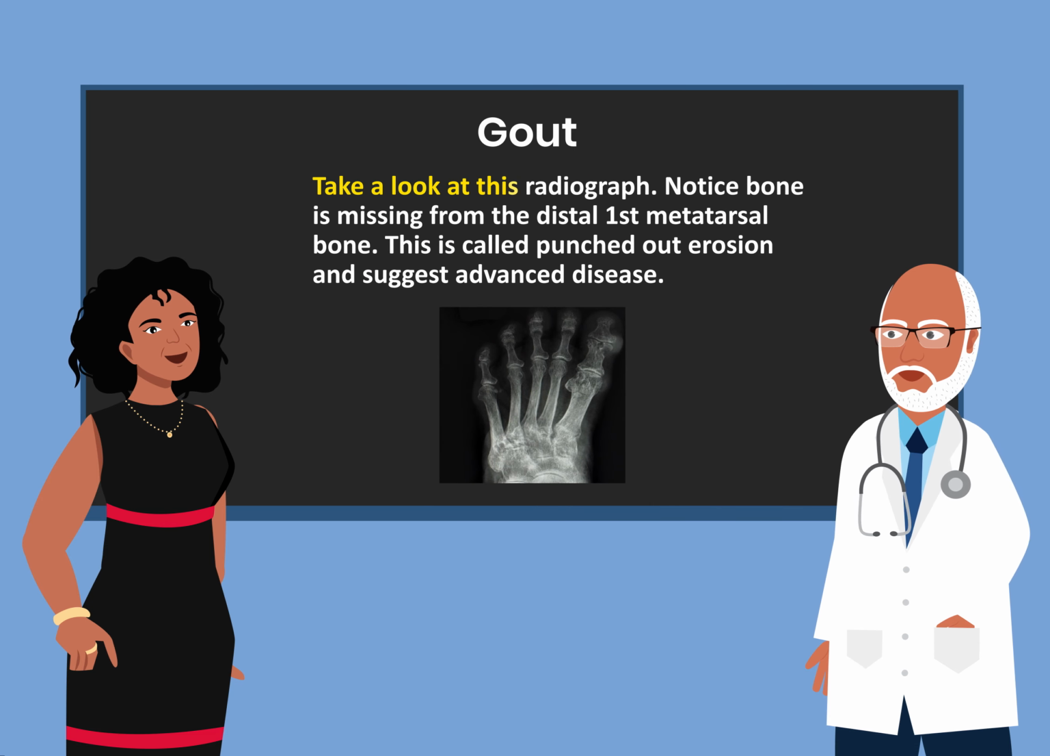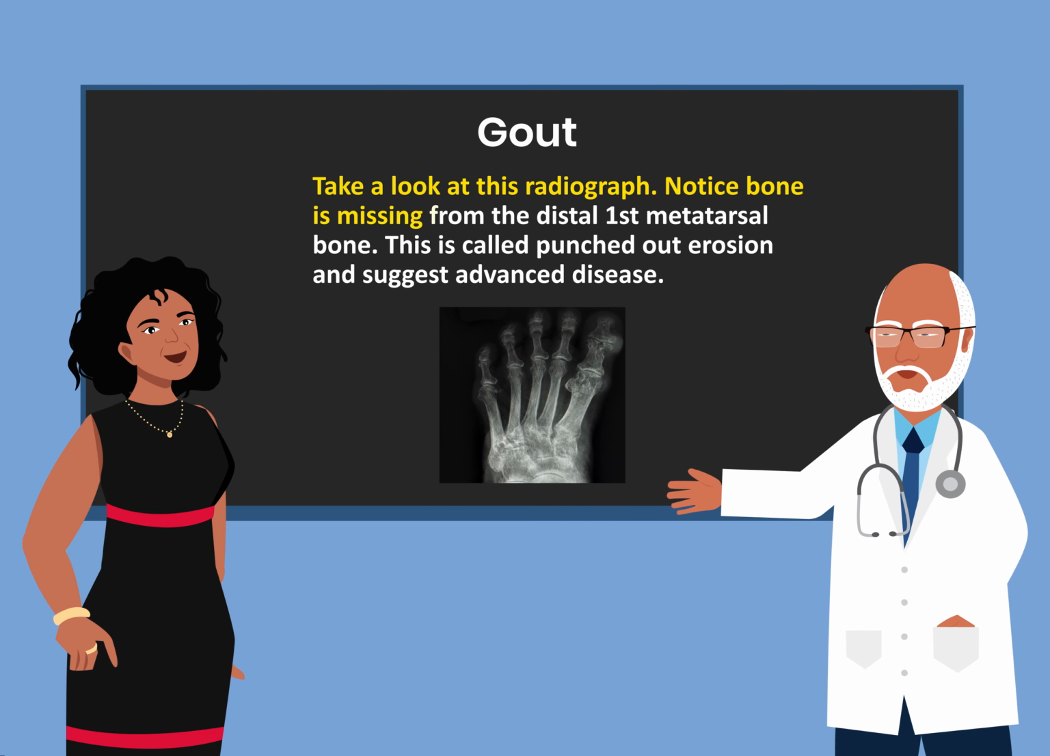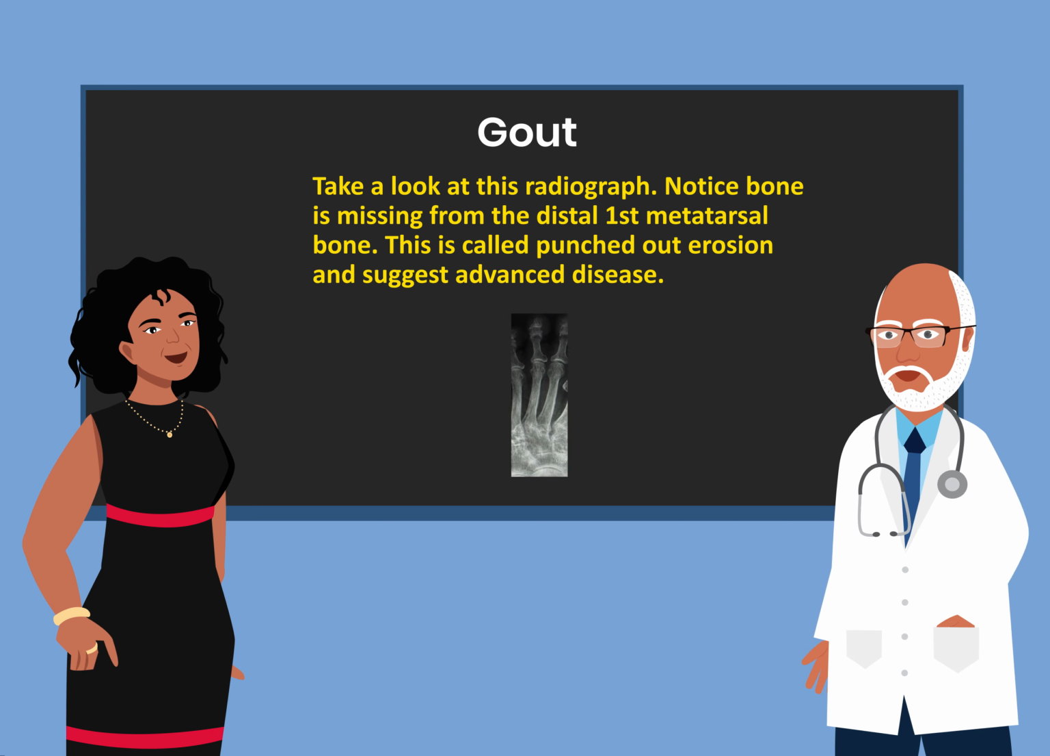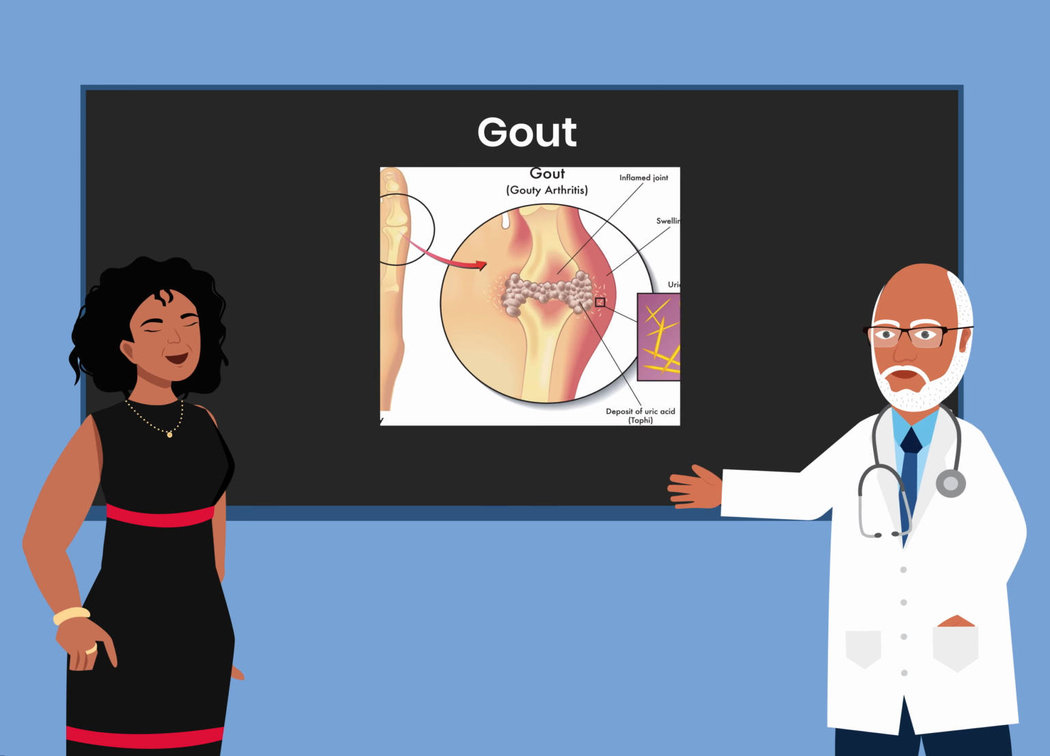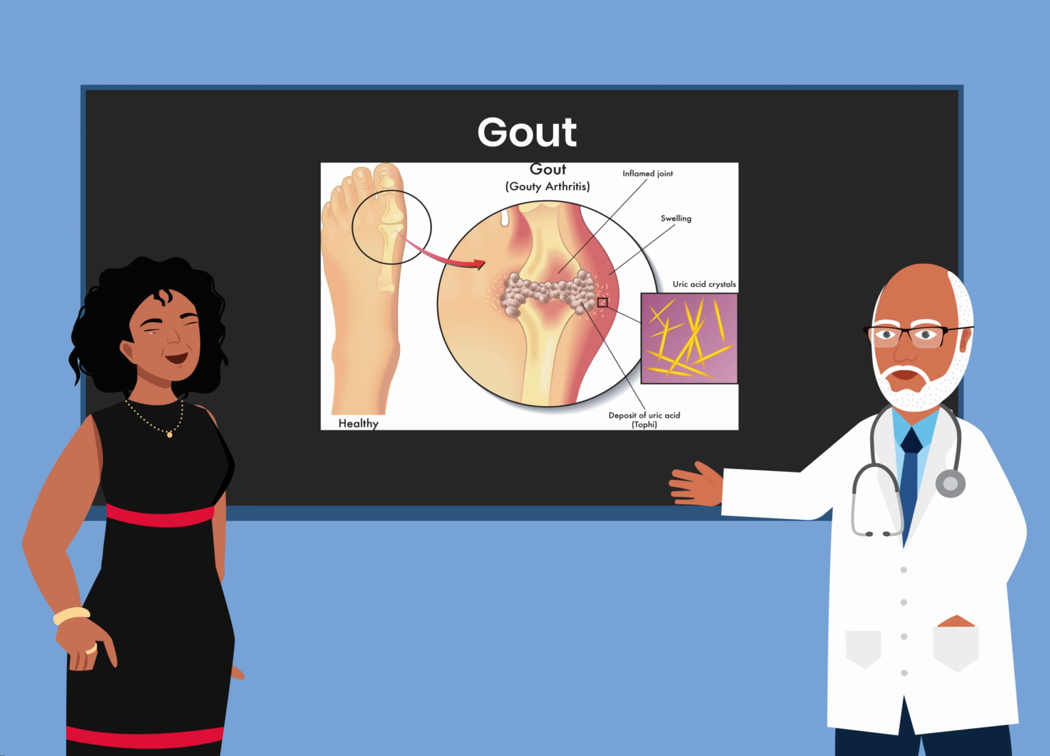Take a look at this radiograph. Notice bone is missing from the distal first metatarsal bone. This is called punched out erosion and suggests advanced disease. Advanced gout can also manifest as tophi, which are aggregations of urate crystals. Common locations of tophi include extensor surface of the forearms, elbows, knee, Achilles tendons, and the pinna of the external ear. Here's a picture that depicts gout and the diagnosis, including the negative birefringent crystals.